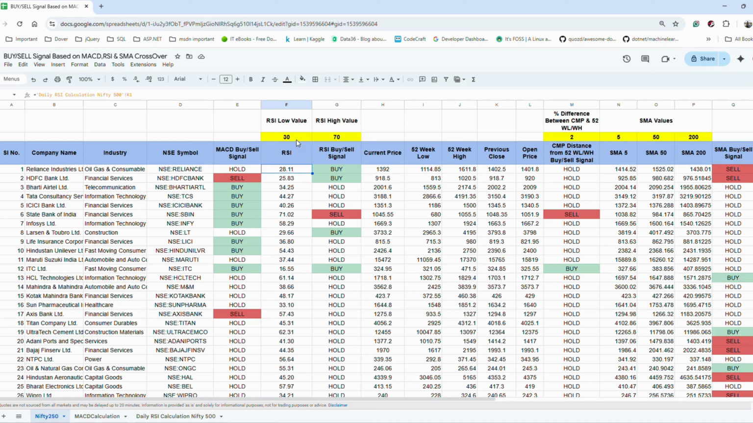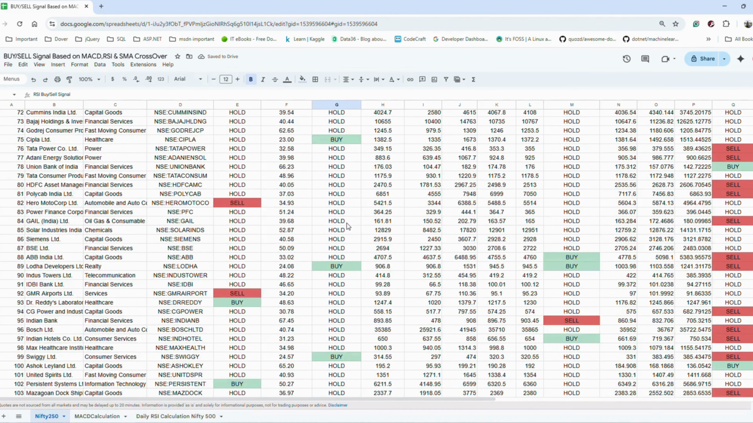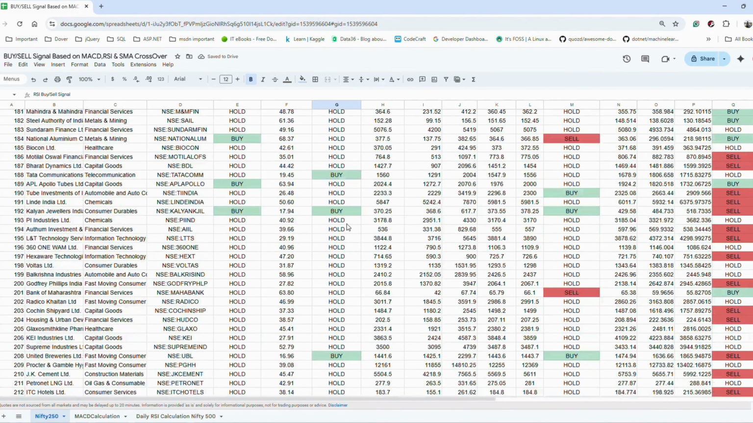Simple: if the RSI of any stock is less than 30, it's a buy signal, and if it is more than 70, it's a sell signal. But again, it's customizable. Say, for example, if you don't want 30, if you want 25, you can change it here to 25, and then you will get only the buy signal if it is below 25. Similarly, if you don't want the sell signal at 70, you want it at 80, you can change it, and then you will only get the sell signal if it is more than 80.